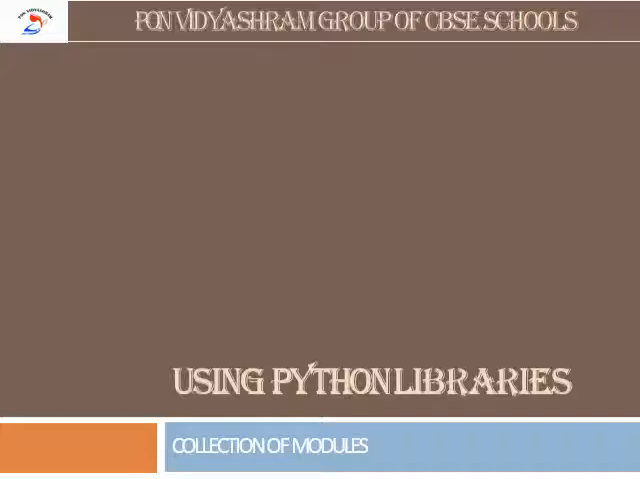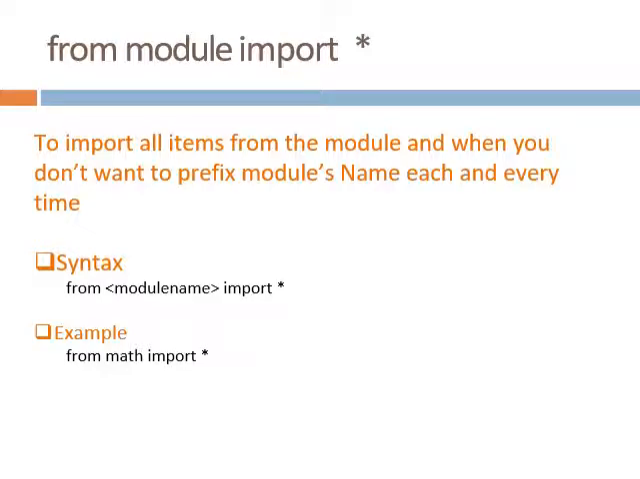Today, we are going to continue with the third type. The third type is similar to the first one. We will import all the objects from the module, but without the dot notation. Let's get into the third type of importing a module: from module import asterisk symbol. When we need to import all the items from a module, and we don't want to prefix the module name each and every time, we follow this type.